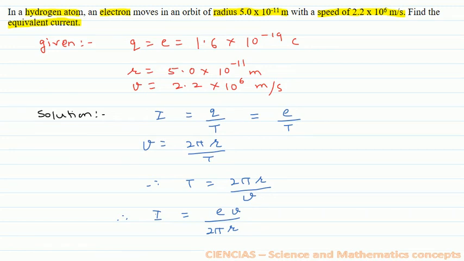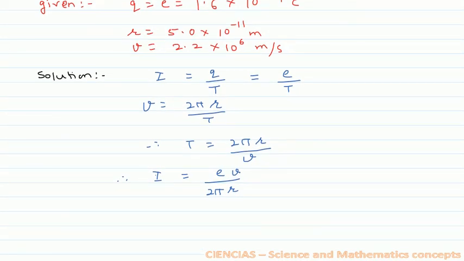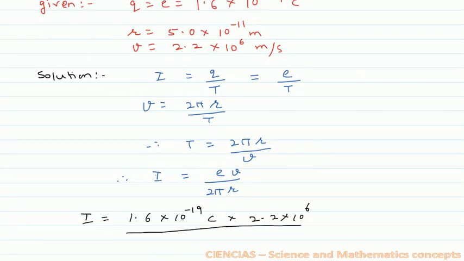Now we put the values in this question. So the current will be equal to e is 1.6 × 10^-19 coulomb, speed is 2.2 × 10^6, divided by 2, pi is 3.14 and radius is 5.0 × 10^-11. On solving this, we get this is equal to 1.12 × 10^-3 ampere.